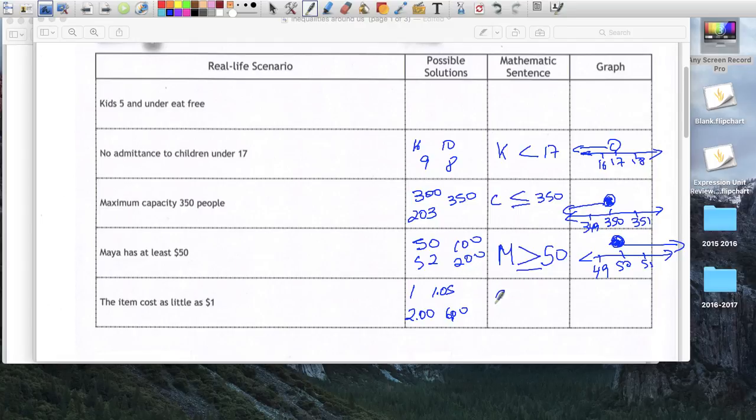So write C for cost. The cost of the item is going to be compared to $1. Can it be under $1? You can't. So it has to be greater than $1 or even equal to that. Here's your number line: 1, 2, 0 here. Let's put a circle on top at 1. Can it be 1? Yes, it can. So I'm going to shade, and it can be every single price above 1. Okay.